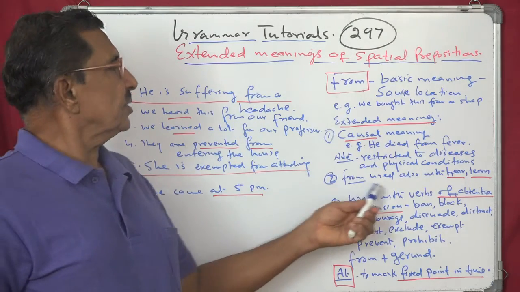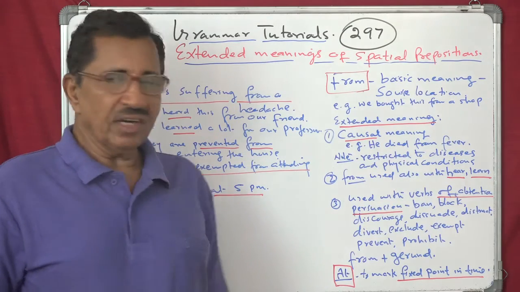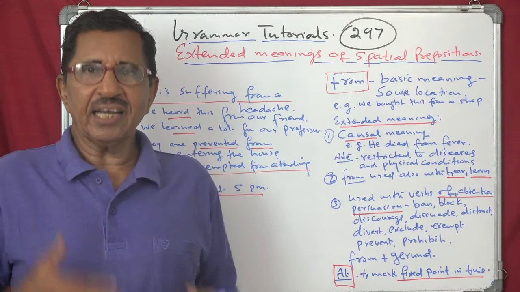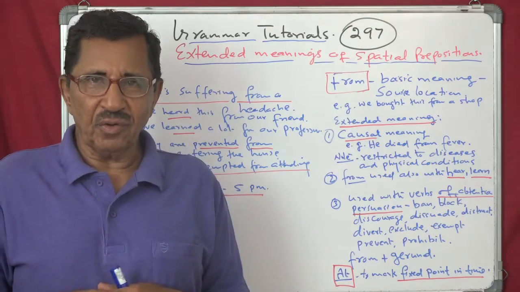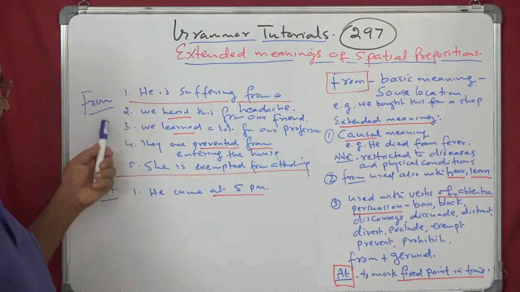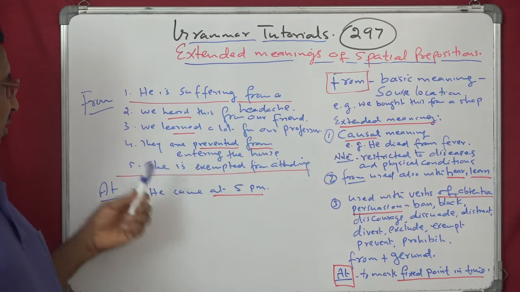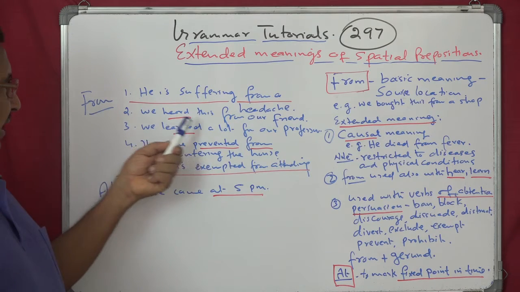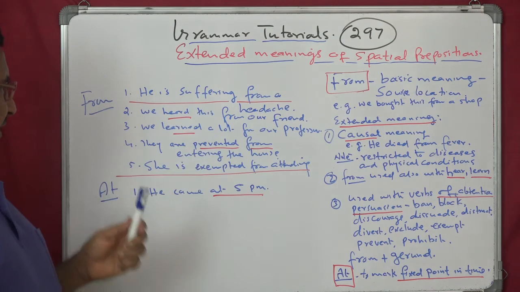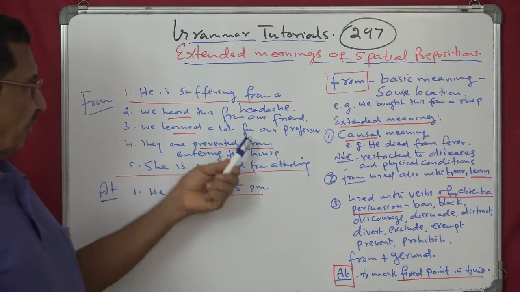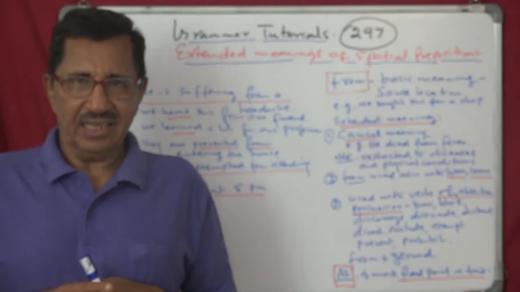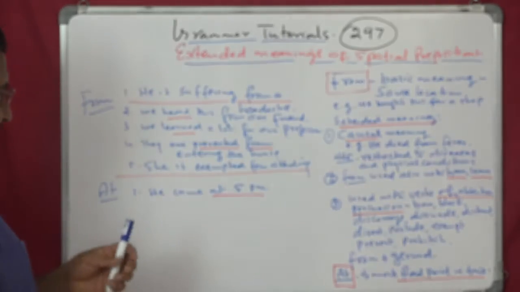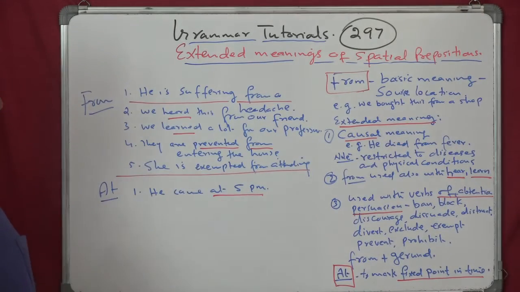And you can also use it with hear and learn. Say, I heard it from so and so. We learned from our guru, our teacher. As I have written here, he is suffering from fever, causal. Then we heard this from our friends. We learned a lot from our professor. So hear and learn.